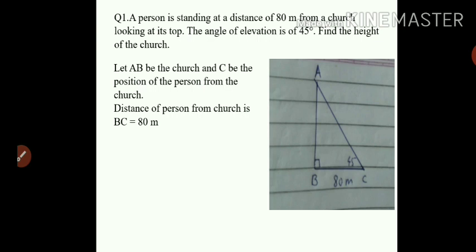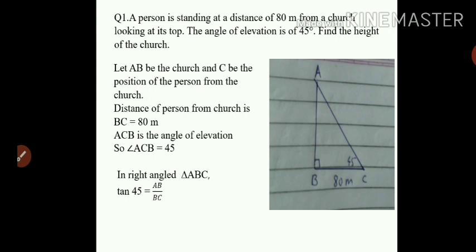Now we know here angle ACB is the angle of elevation, that is given 45 degrees. So now when you consider the right angle triangle ABC, we have studied the ratios sine, cos, tan, cot, sec and cosec, and you have to remember these ratios as well as the values from the trigonometric value table which is given in the textbook. So now see, we will use here the ratio of tan. We will use the tan ratio.